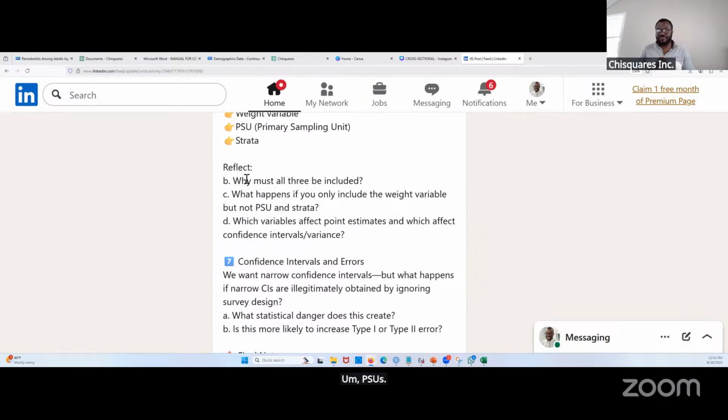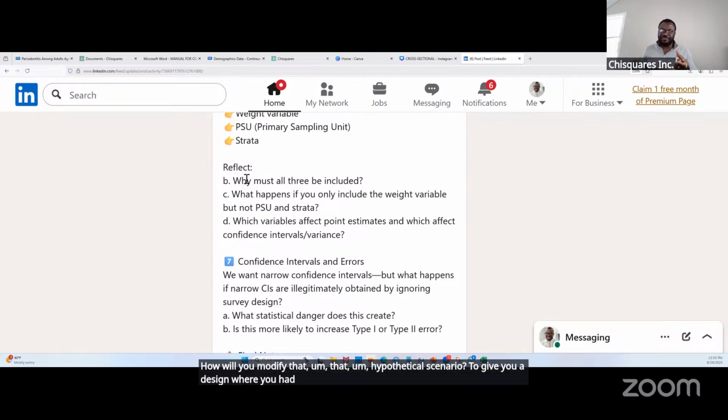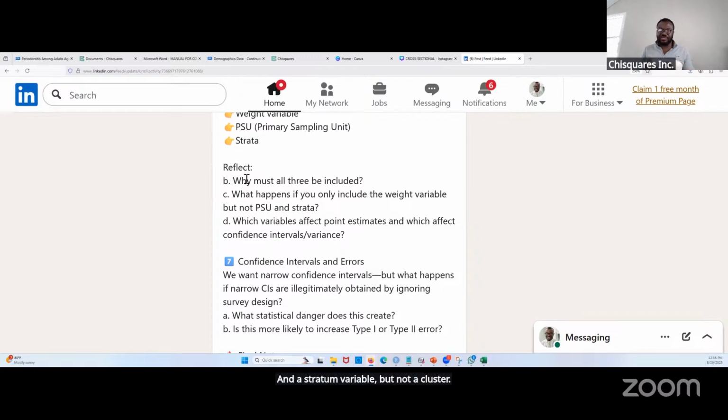And you can choose to modify the example, the illustration I gave. How will you modify that hypothetical scenario to give you a design where you had a weight variable and a stratum variable, but not a cluster, so you don't have PSUs? Any takers?